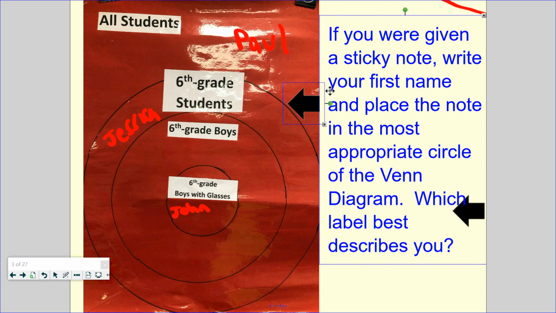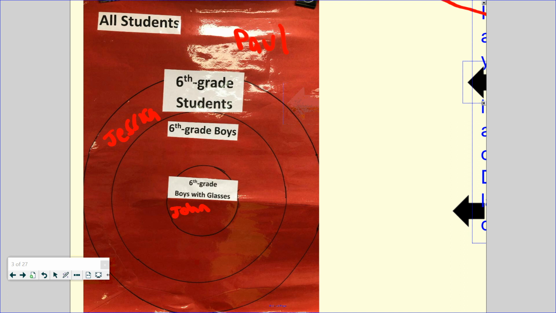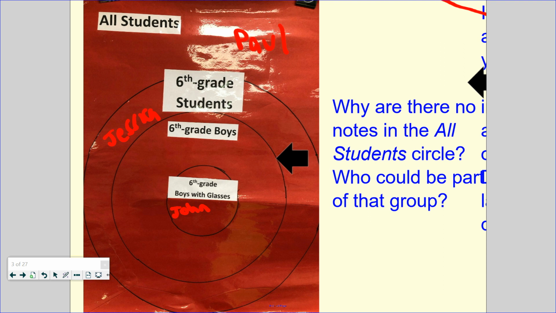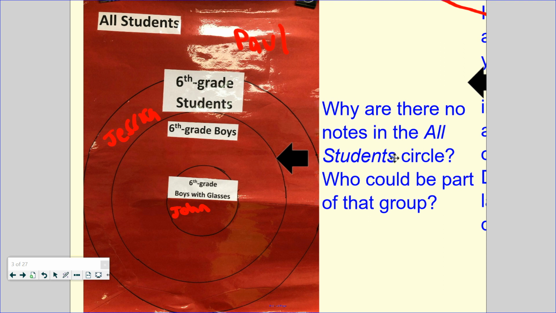Now that we understand that a little more, why are there no names in the all student circle? Who could be part of that group? Well, in our classroom is a class of 6th graders, so there will be nobody. Paul came in later as a 7th grader. So only 7th and 8th graders at our middle school or junior high can be in the all student.